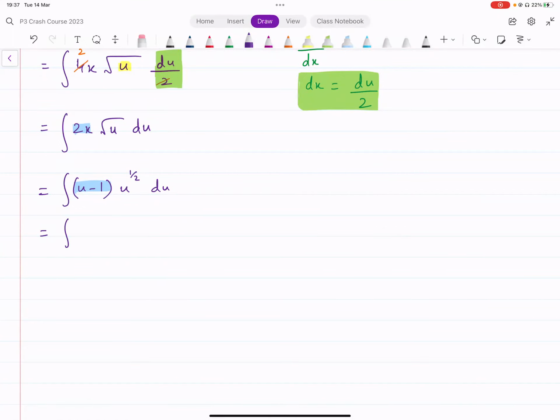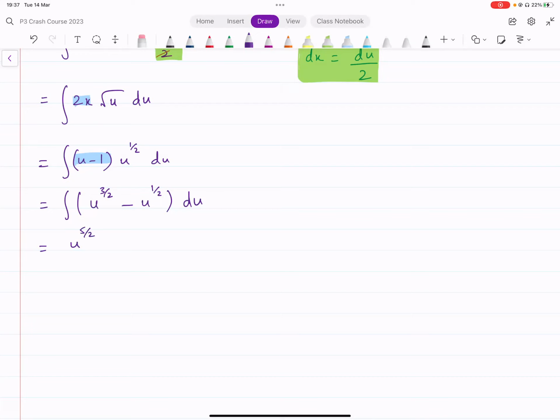You can just integrate these two expressions separately. What's the integral of u raised to power 3 over 2? It's a simple power function. Add 1 to the power, u raised to power 3 over 2 plus 1. That is going to become u raised to power 5 over 2. Divide by the increased power, so you divide by 5 over 2. Minus u raised to power 1 over 2.